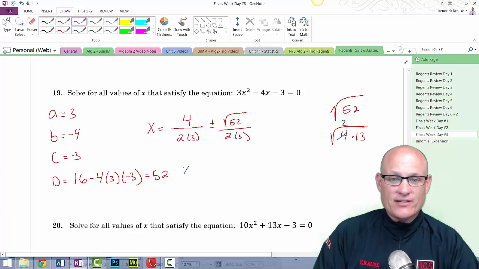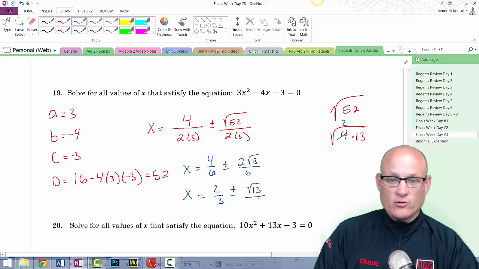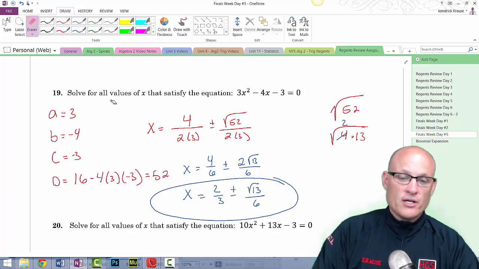So I get x equals 4 over 6 plus or minus 2 square roots of 13 over 6. And I just simplify it. X equals 2/3 plus or minus the square root of 13 over 3. Because 2 goes into 6 3 times.